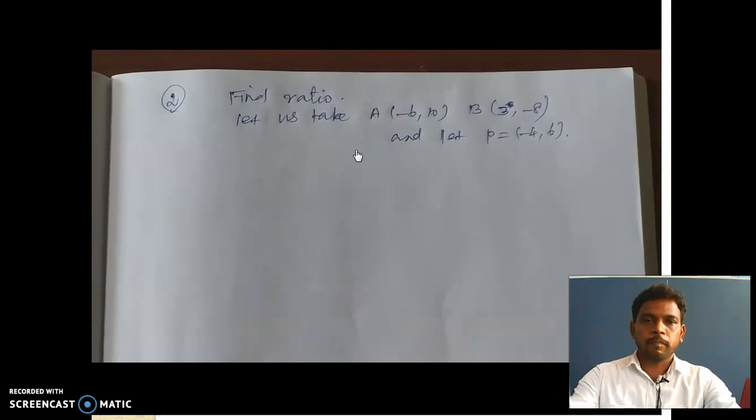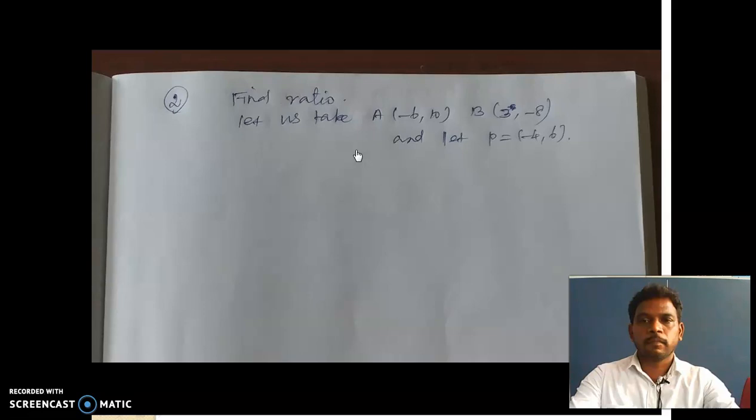For the solution here, in the second one, the endpoints of the line segment A and B are given, and P is also given. P is the point that divides the line segment in a certain ratio, and they are asking us to find the ratio only. The difference between the previous one and this one is that earlier the endpoints and the ratio were given, and we found the division point. But here the division point and the endpoints of the line segment are given, so now we are going to find the ratio.